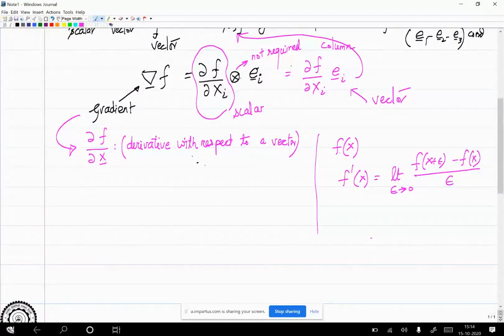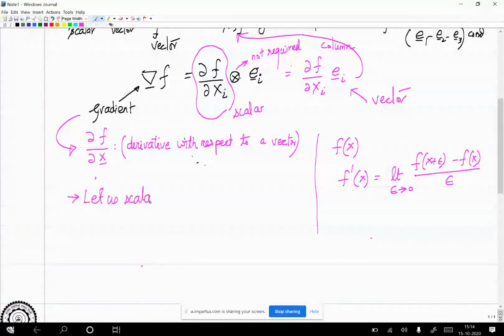So you can also define it in the following way. First of all, we will what is called scalarize this vector differentiation. Let us scalarize. I'll tell you what this means.